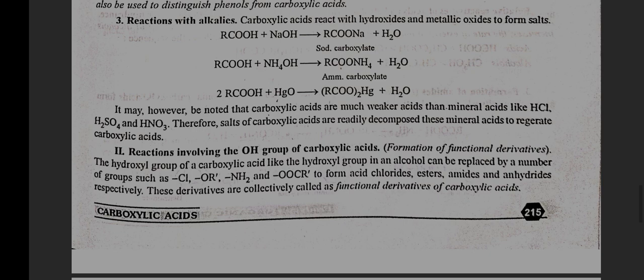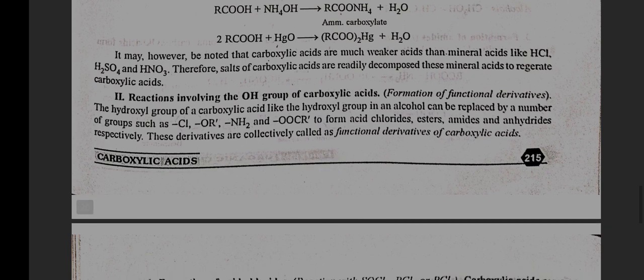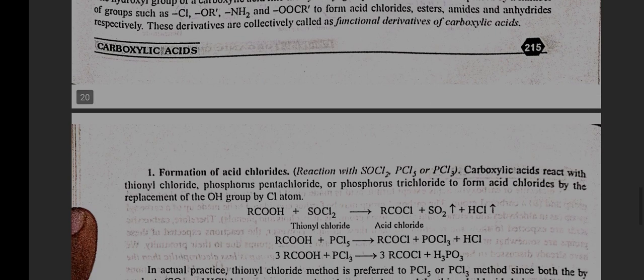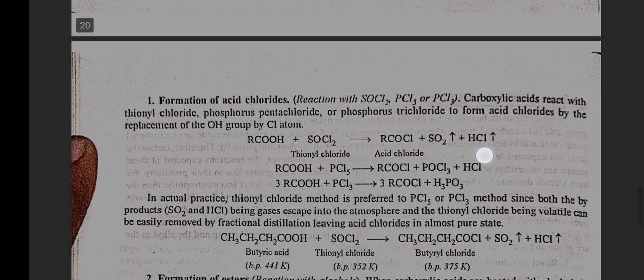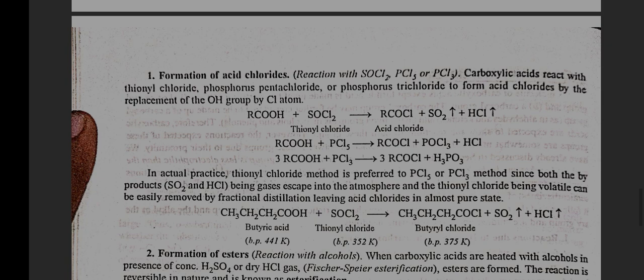The hydroxyl group of carboxylic acid, like the hydroxyl group in an alcohol, can be replaced by a number of groups such as chlorine, OR, NH2, OCOR' to form acid chlorides, esters, amides, and anhydrides respectively. These derivatives are collectively called functional derivatives of carboxylic acid. First, formation of acid chloride. Reaction with SOCl2, PCl5 or PCl3.